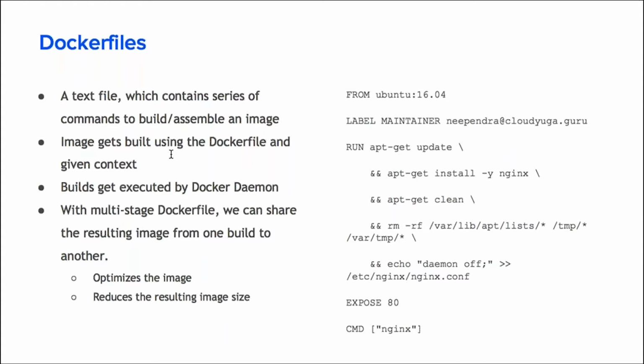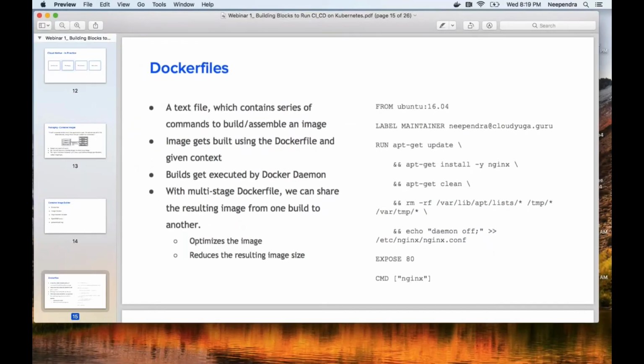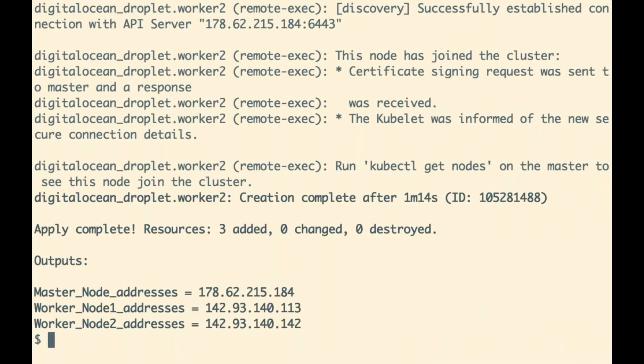With Dockerfiles, we can also have something called a multi-stage Dockerfile, in which we build the image in stages, and the output of stage 1 can be given to the second stage, using which we can optimize the image and the overall image size, so that we get a better image for production and to give to our customers and so on. So let's just go back and check out the example of this one.